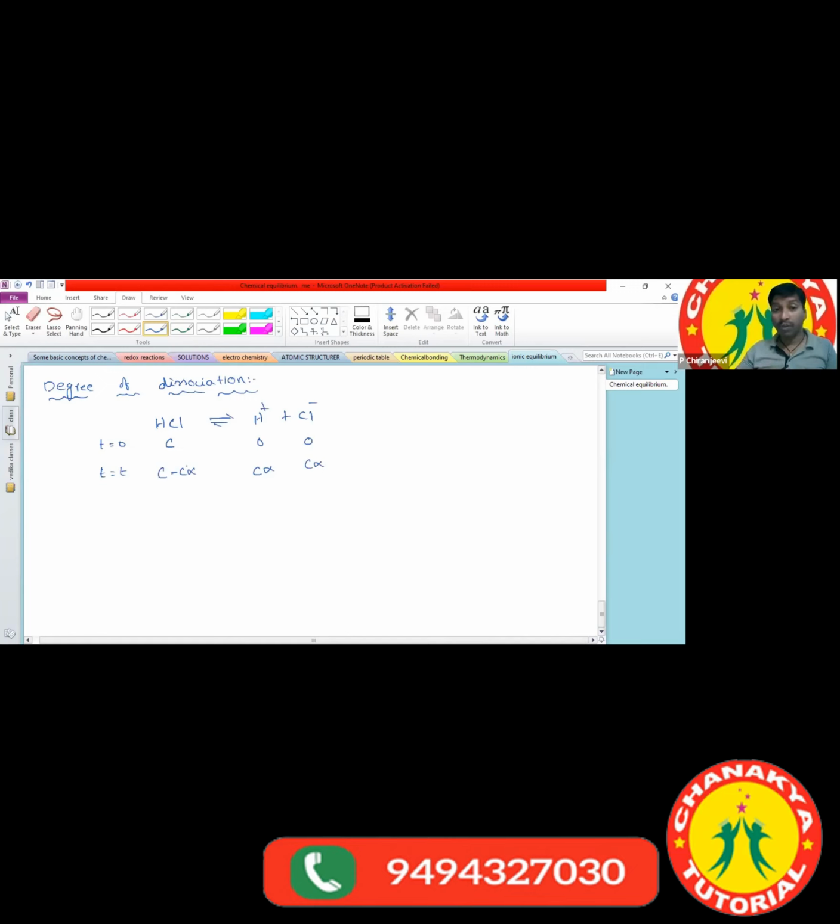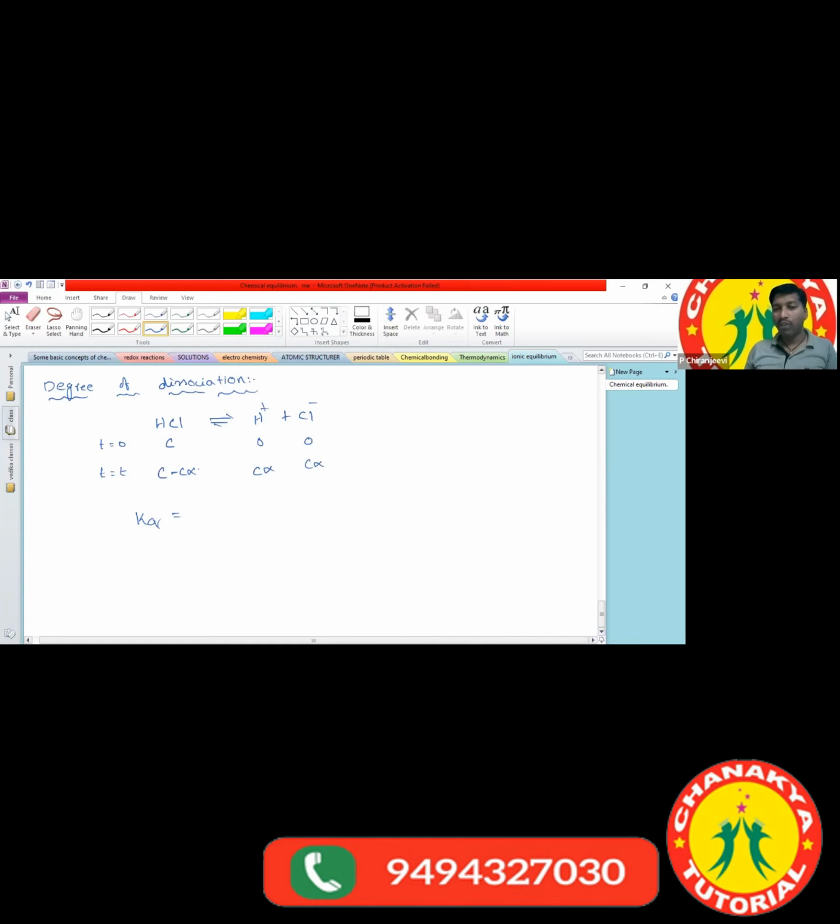So based on this, we are going to write the dissociation constant. The degree of dissociation constant of acids can be represented with Ka. Ka we can also take as the equilibrium constant of the acid, and we can also call it the acidic constant.